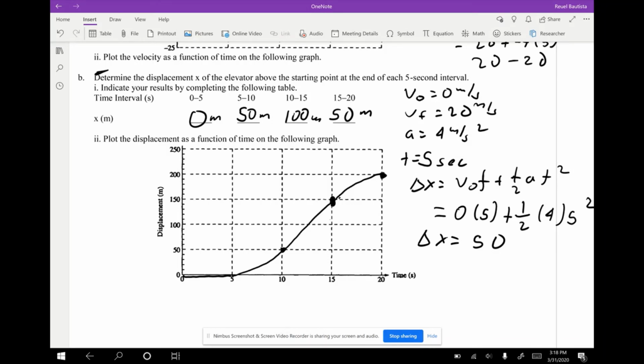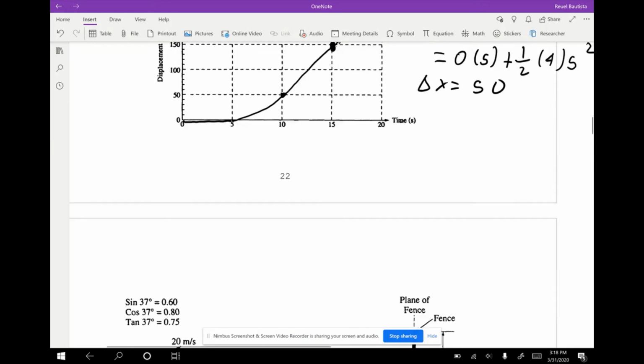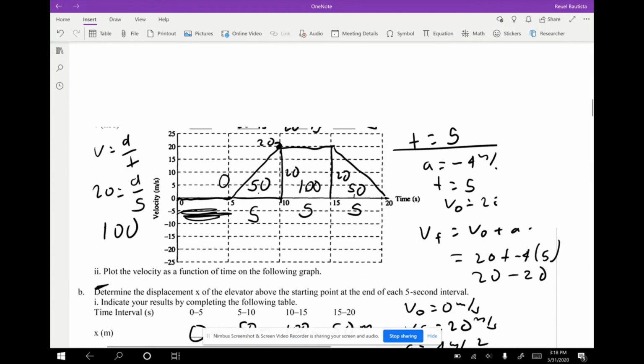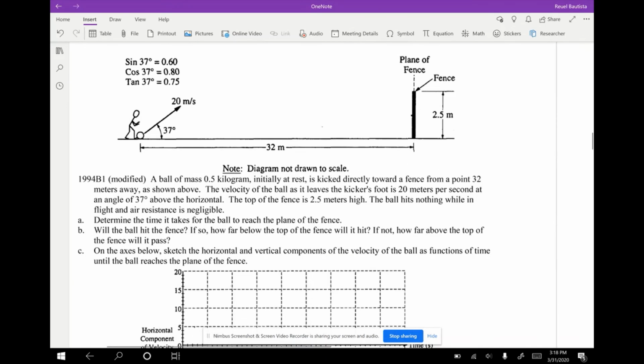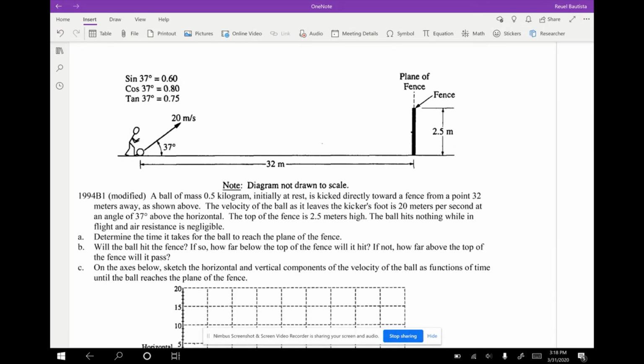The first part asks: determine the time it takes for the ball to reach the plane of the fence. This is a classic kinematics problem. We've done several of these before, and in these kinds of problems, we need to be very knowledgeable about vectors. The vector that we're given is that the ball is kicked at an angle at 20 meters per second. So that's the vector we have: 20 meters per second with an angle of 37 degrees.